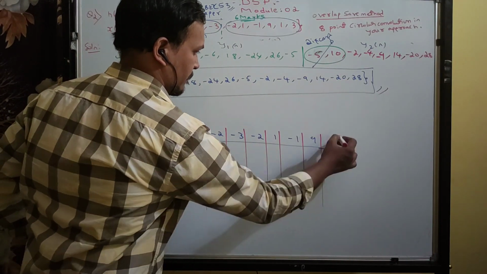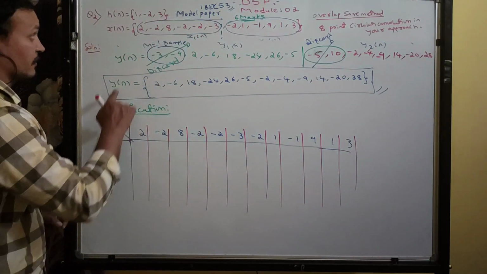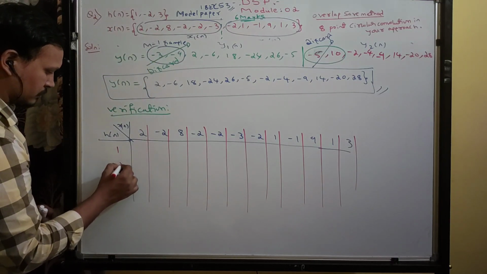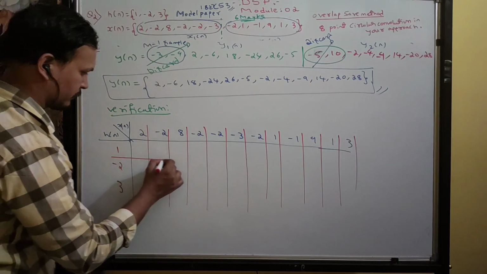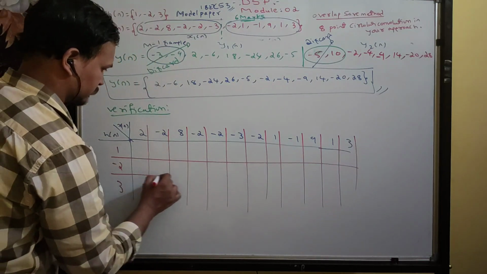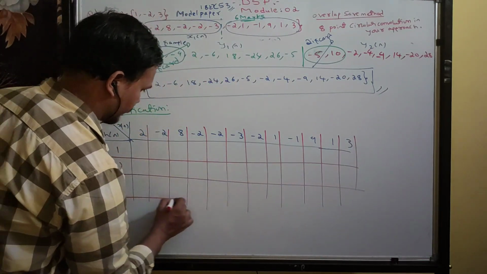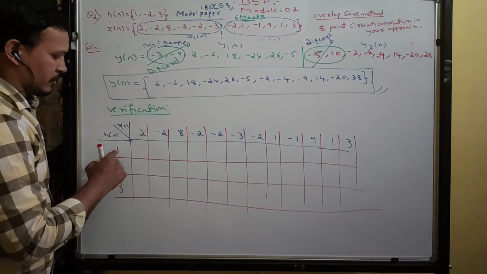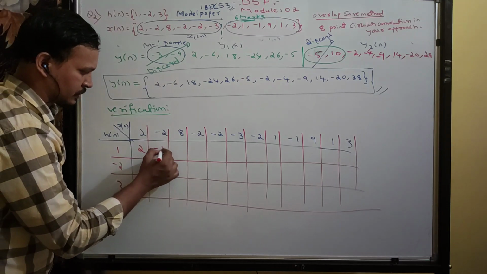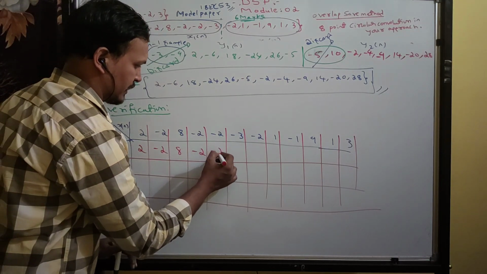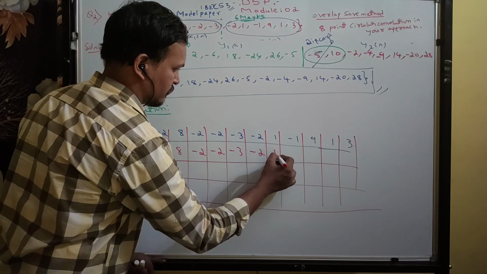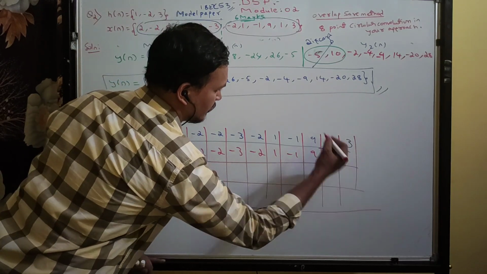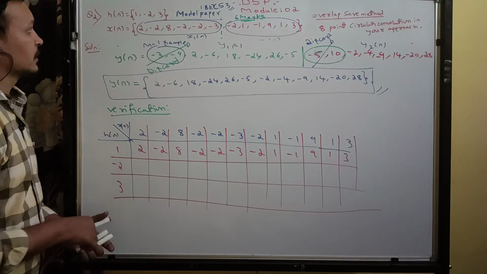Okay, fine. Next, h of n. What is h of n? 1, minus 2, 3. Then do the multiplication. Now multiply. 1 into x of n: 2, minus 2, 8, minus 2, minus 2, minus 3, minus 2, 1, minus 1, 9, 1, 3. 1 into that, you will get the same thing.